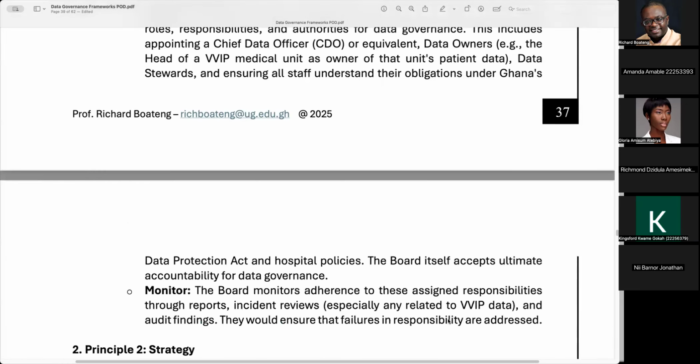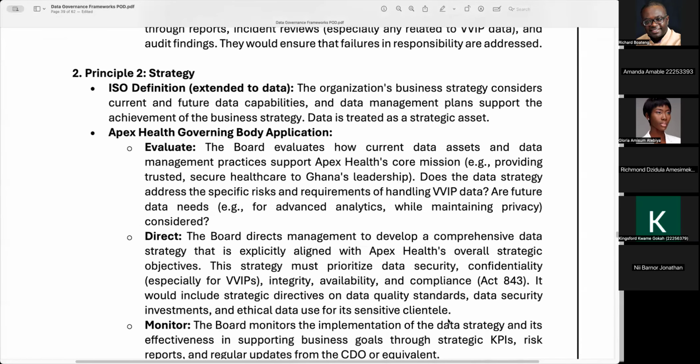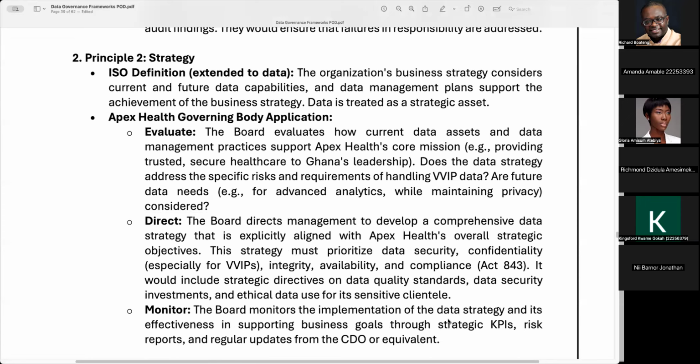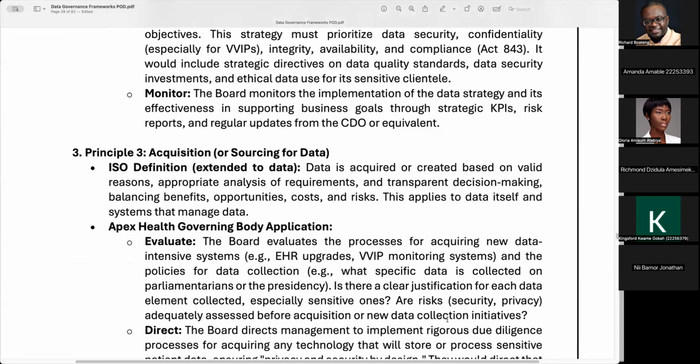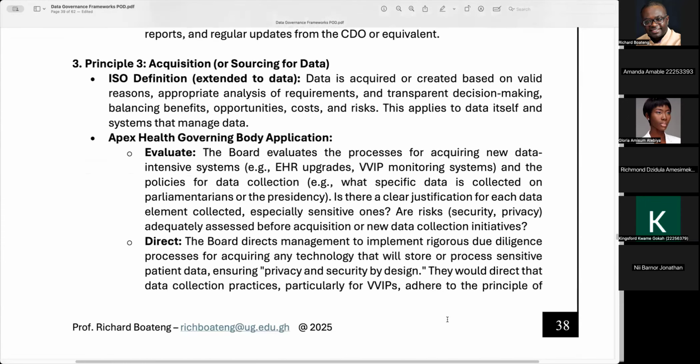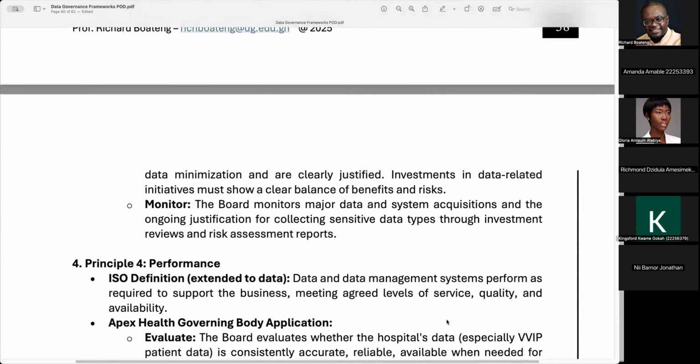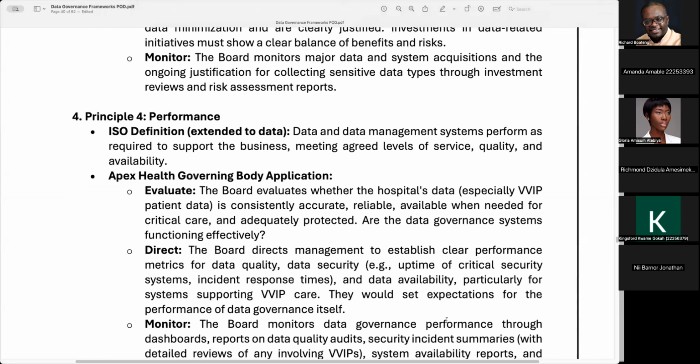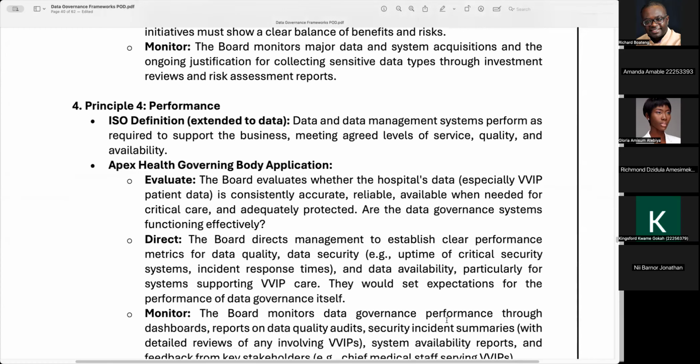This must be absolutely central for Apex Health with Act 843 and their clientele. Absolutely central. The board evaluates the hospital's adherence to all relevant external requirements, including Ghana's Act 843, medical confidentiality laws, potentially specific VVIP handling directives from the government, as well as adherence to the hospital's own internal data policies.